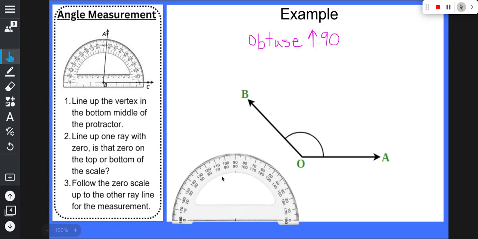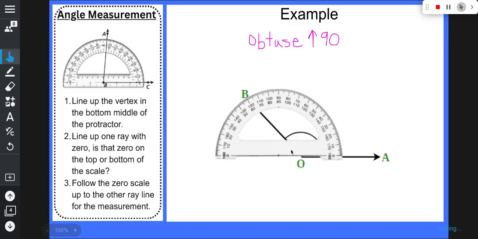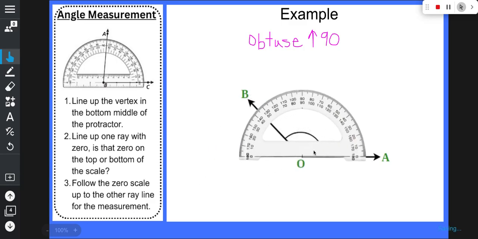So how do you use a protractor? On the bottom, in the middle, there is this little dash. Sometimes it's a circle, but usually it's some kind of dash or circle. That is where we line up our vertex. And in this case, O is our vertex. So we're going to put the protractor right onto that vertex. The other part that we're going to see is one of our lines should be pointing at a 0.